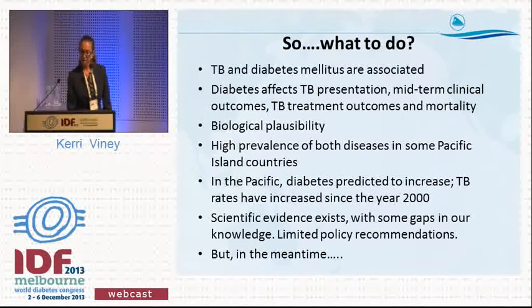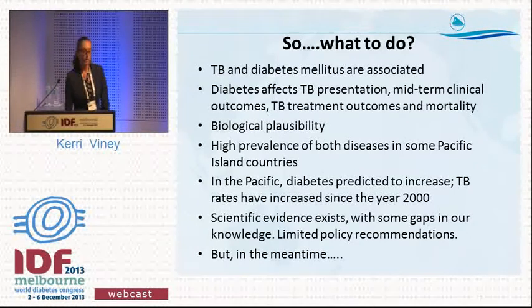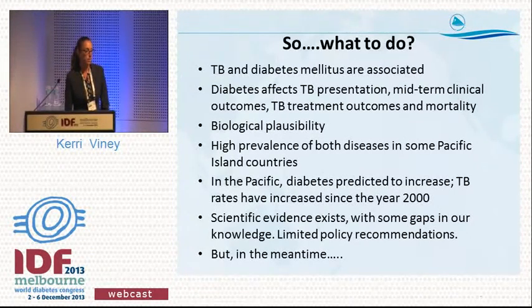So we have this impact, we have an association that's established. What do we do? We know from the literature now that TB and diabetes are associated. We know that diabetes affects certain parameters of TB, so it affects the way patients present, it affects those midterm clinical outcomes, TB treatment outcomes and mortality. Dr. Restrepo will present more on the biological plausibility, but we know that this association is biologically plausible.